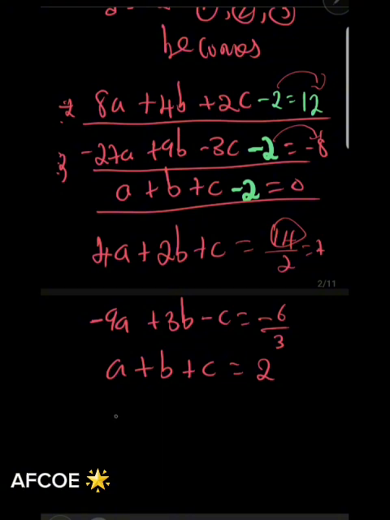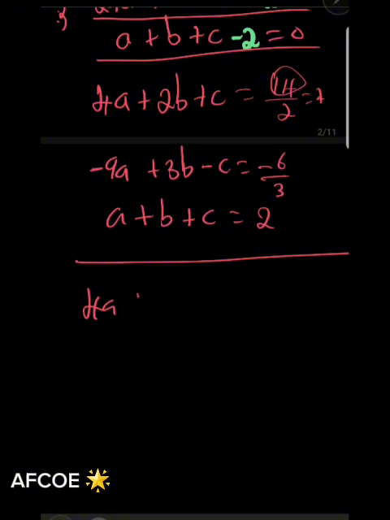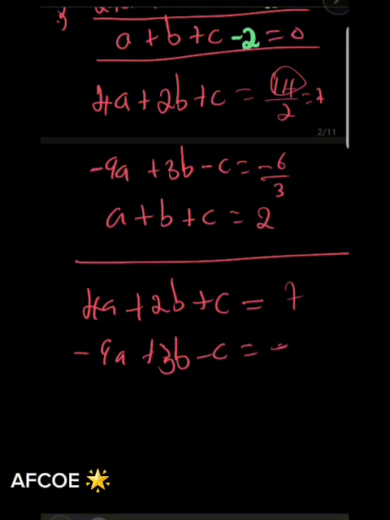So now I can simplify my equations to look something like this. So I get 4a plus 2b plus c equals 14 on 2, which I think is 7. Nothing to argue. 3a plus b minus c equals negative 2. And I get a plus b plus c equals 2. Voila, so these are my equations.